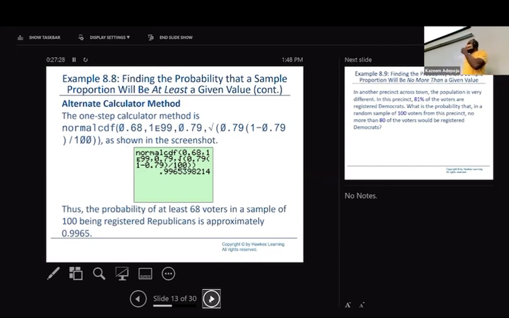Now, always make sure you have a conclusion. You interpret your results. The probability of at least 68 voters in a sample of 100 being registered Republican is approximately 0.9965. That probability is very high, right? So that's what I mean.